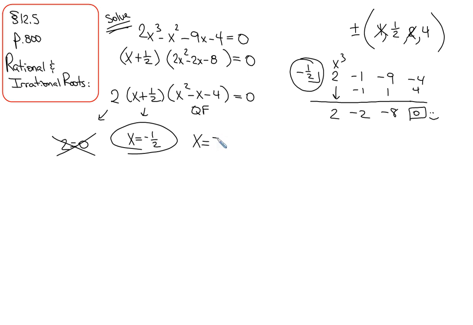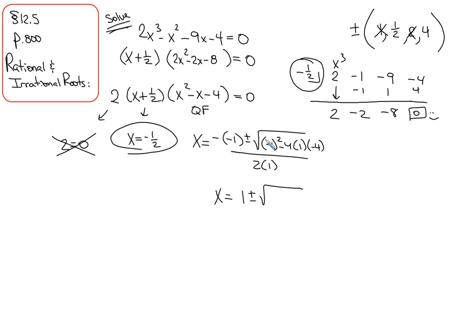Here we get x equals negative b plus or minus the square root of b squared minus 4ac over 2a. So that's x equals 1 plus or minus the square root of 1 plus 16 is 17 over 2. How many solutions did we get altogether? 3. How many should we have gotten? 3. It makes sense. Always run that reality check on your work.